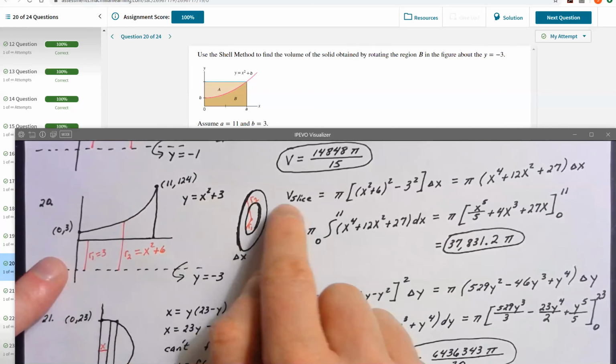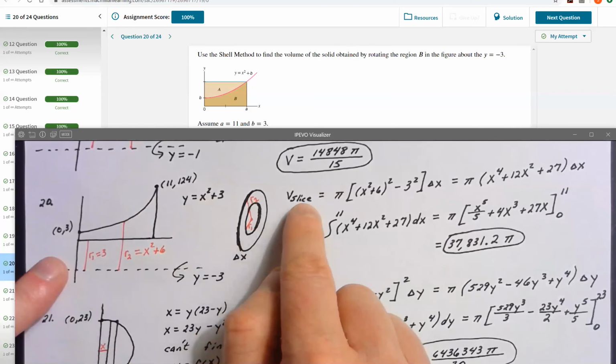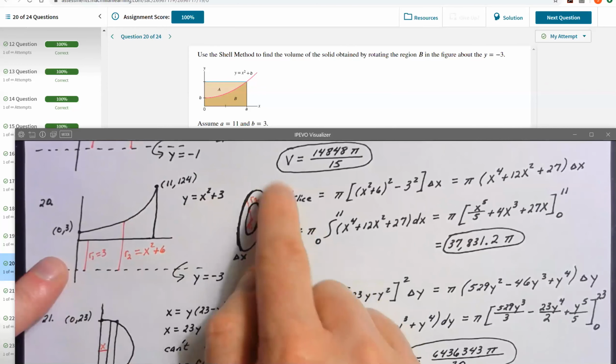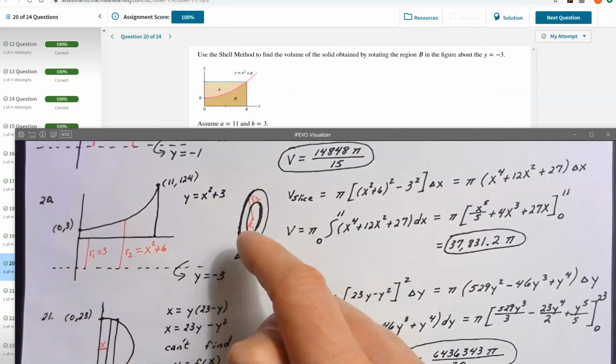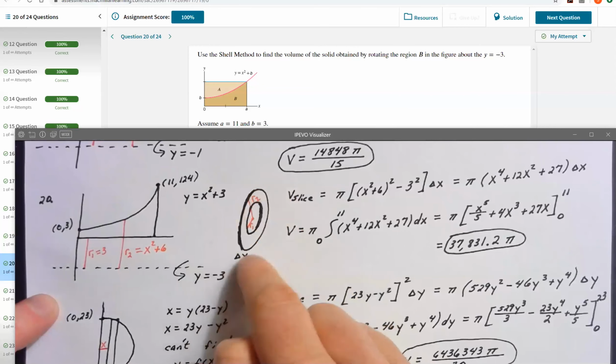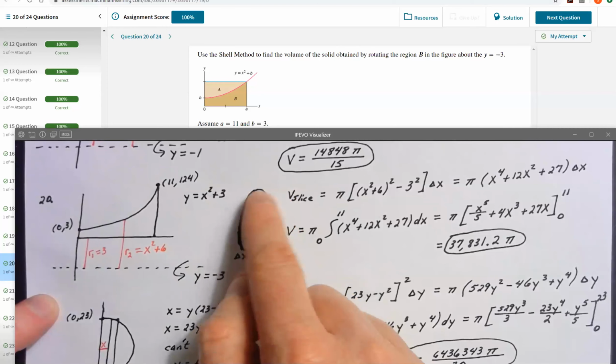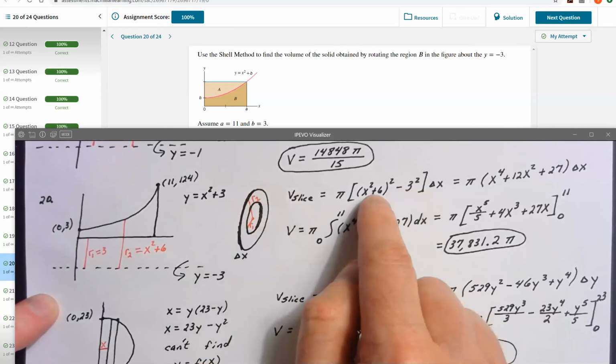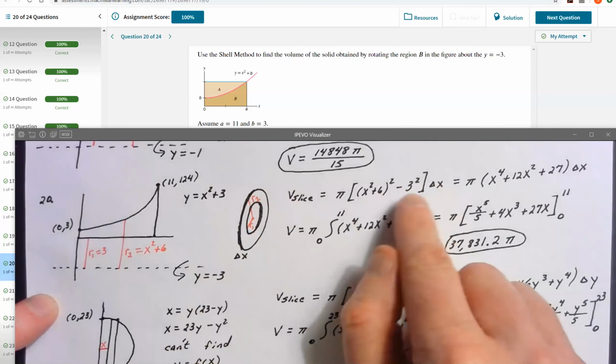So I can say the volume of one arbitrary slice, and again, please remember it's a washer. You're going to say pi times the larger radius squared minus the smaller radius squared, all in a group, multiplied by the thickness delta x.